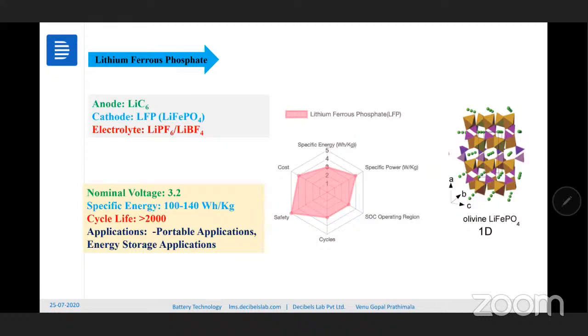So lithium iron phosphate has an anode of lithium carbide, there's not much of a change, and the cathode is lithium iron phosphate. It has a nominal voltage of 3.2 and a specific energy of around 100 to 140 watt-hours per kg.